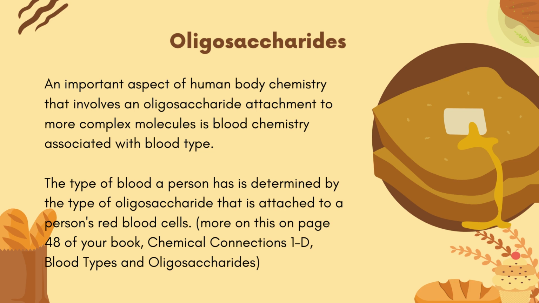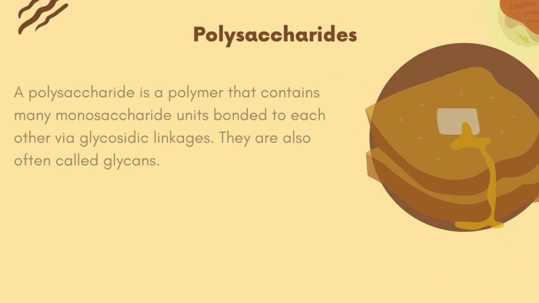The type of blood a person has is determined by the type of oligosaccharide that is attached to a person's red blood cells. So the basis of our blood type is the type of oligosaccharide that is attached to a person's red blood cells. Now, if you want to learn more on this topic, you can refer to page 48 of your book, Chemical Connections 1D, Blood Types and Oligosaccharides.